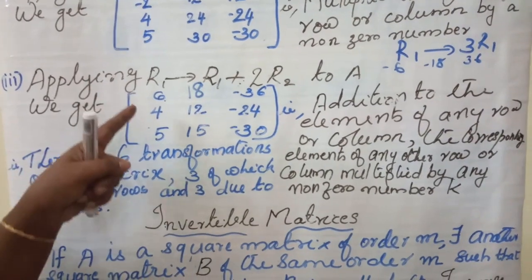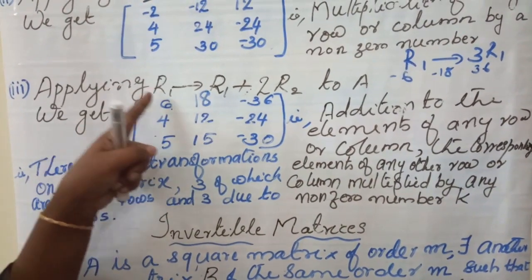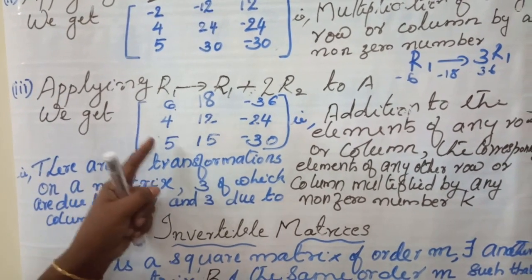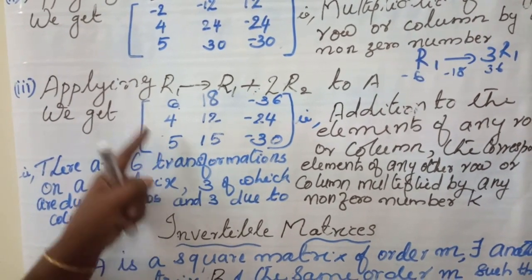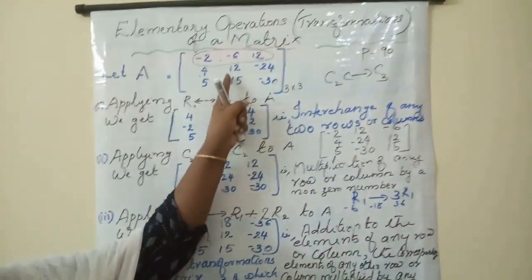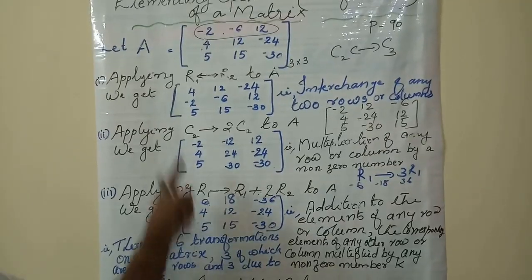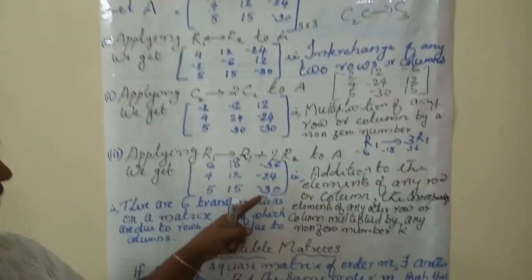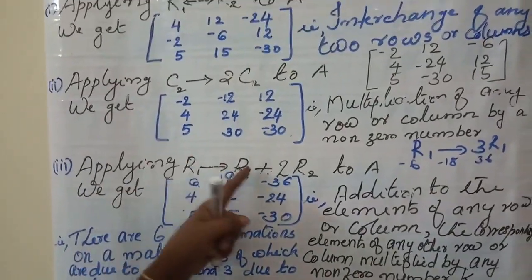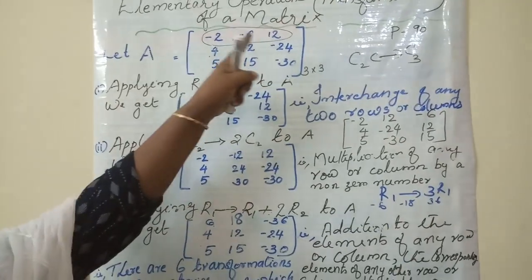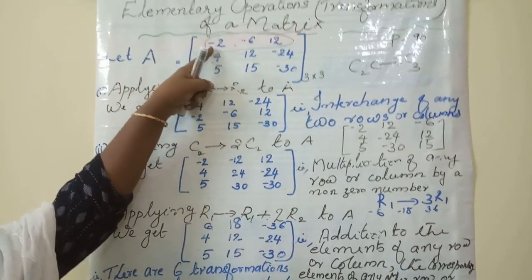We can see that here only the transformation goes to R1. What is the meaning of that? Second row and third row, no change. So second row and third row from the given matrix we consider 4, 12, minus 24 and 5, 15, minus 30, no change. So the change goes to R1. How is it? R1 plus, that means this, minus 2, minus 6, minus 12. These elements are there. Each one we consider.